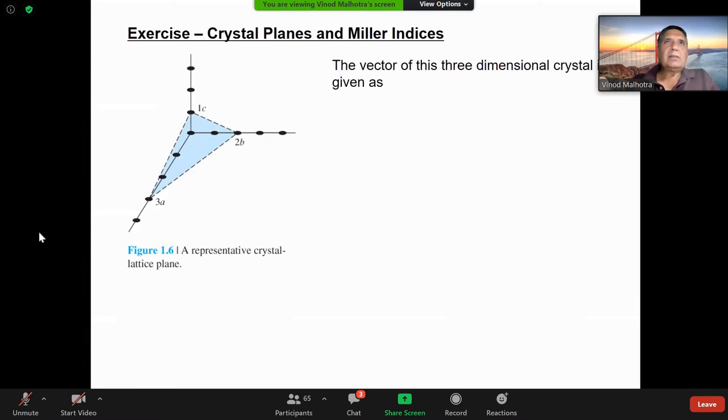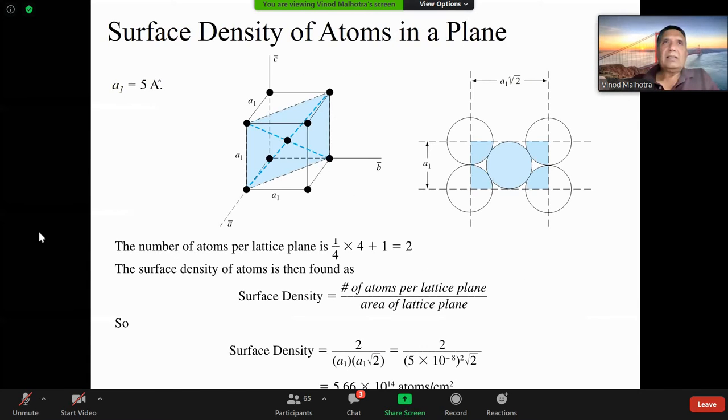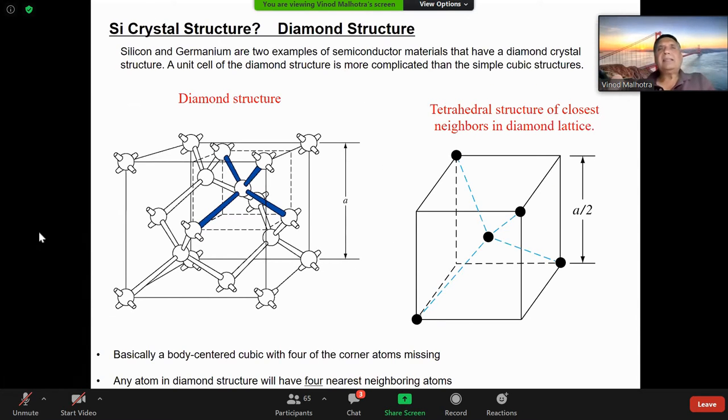Okay, so we went through this. Okay, I think this is where we were.